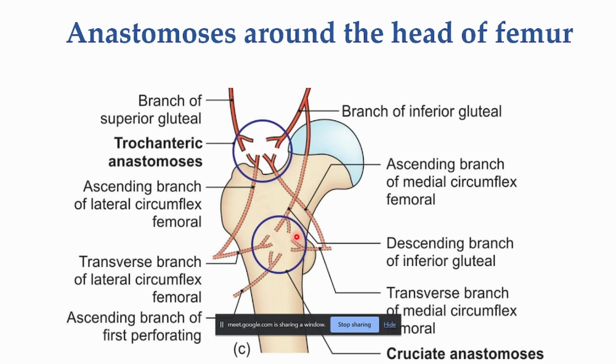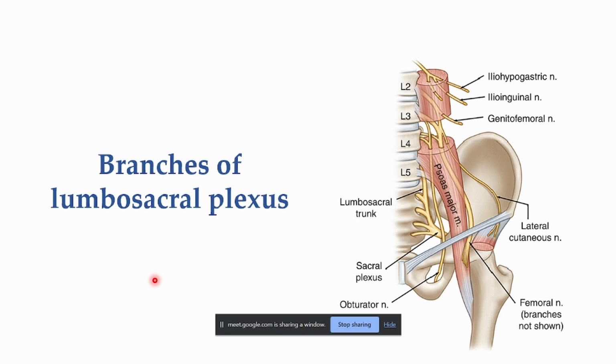The cruciate anastomosis takes place from the transverse branch of medial circumflex femoral artery, the transverse branch of lateral circumflex femoral artery, a branch from the inferior gluteal artery, and a branch from the ascending branch of the first perforating artery, which is a branch of profunda femoris artery.